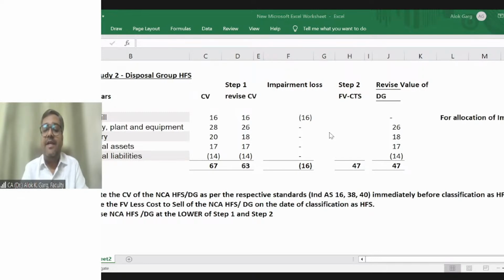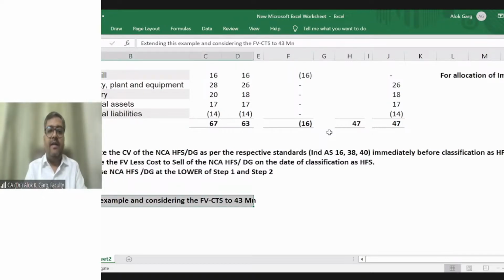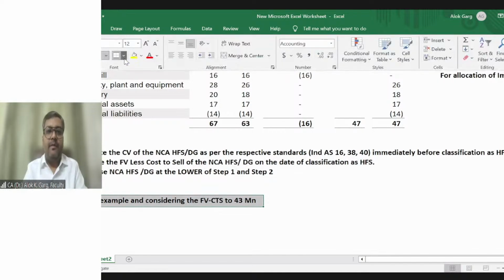What would have happened if instead of 16 million it would have been 20 million? For example, extending this example and considering the fair value less cost to sell to be 43 million. I am extending this example.